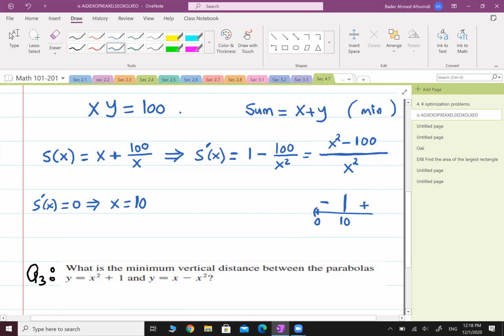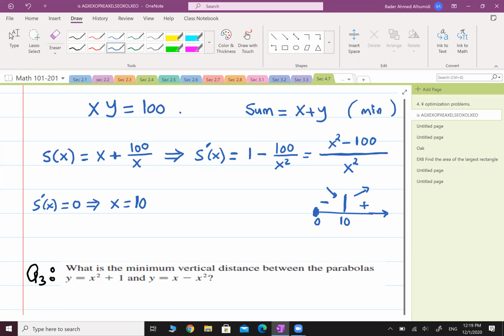So we are talking about this portion of the real line from 0 up to infinity. 0 up to 10, 10 to infinity. After 10, that quantity is positive. Before 10, it is negative. Negative means decreasing, positive means increasing. So what happened at x equal to 10? Minimum. At x equal to 10, we have a minimum. Actually, this is an absolute minimum because the graph is always decreasing before 10 and always increasing after 10. So that is called absolute minimum at x equal to 10.